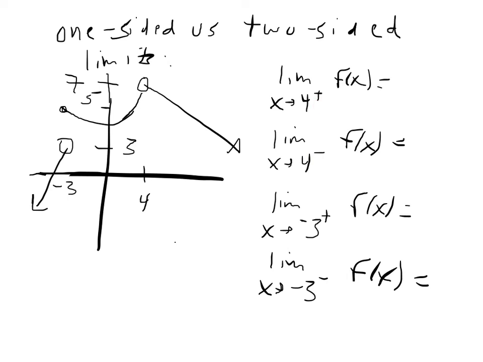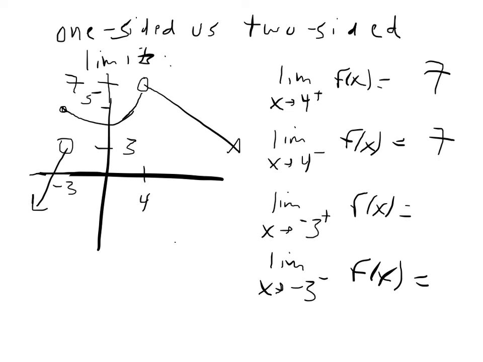For this question, I've got a graph here. What is my limit as x approaches 4 from the right of f of x? As I approach 4 from the right, what do I expect to get? I get closer and closer to 7. What do I expect to get as I approach from the left? I expect to get closer and closer to 7. So the two-sided limit, the limit as x approaches 4 overall for f of x, would be 7.